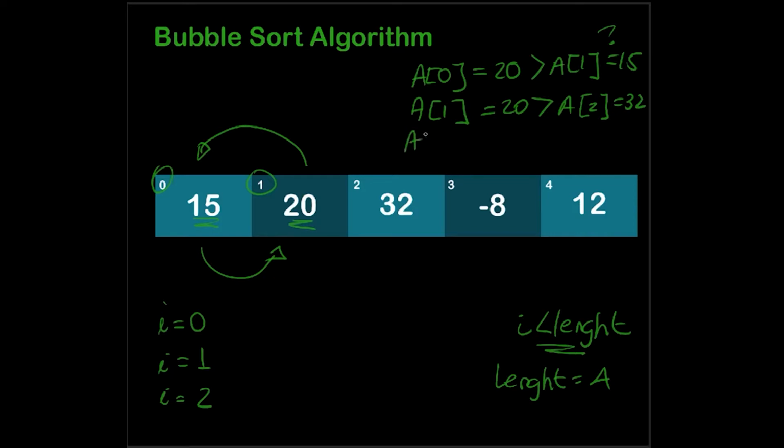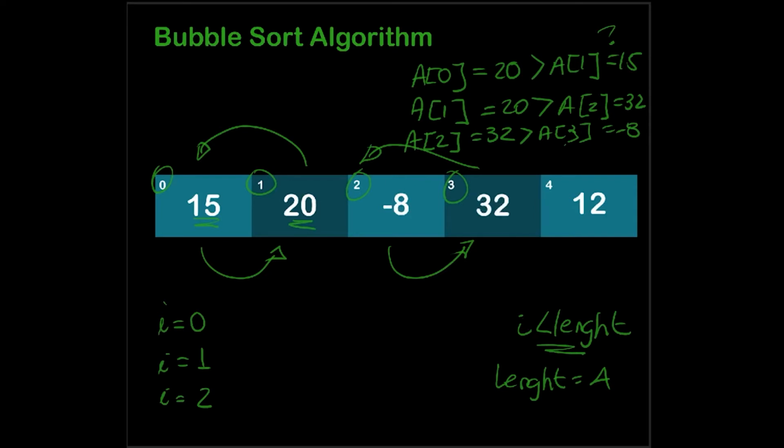Then we ask: is the element of index 2, which is 32, greater than the element of index 3, which equals minus 8? And we see that yes, 32 in position of index 2 is greater than minus 8 in position 3. Then we do a swap, we call a swap function, and 32 takes the position of index 3, and minus 8 takes the position of index 2, which looks something like this.